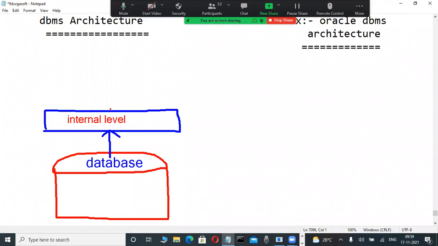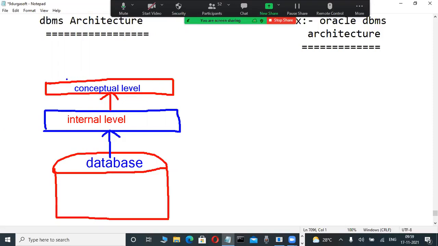Again, here the conceptual level is there, above the internal level. Up to now, maybe you have an idea. What does conceptual level mean? Nothing else. It is the logical structure of the database, that is a table. And now this conceptual level is there in a database. What is this one? We are learning. Don't worry. Conceptual level. Again, in the conceptual level, so much data is there.